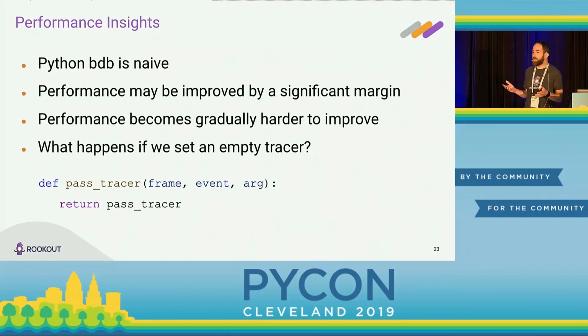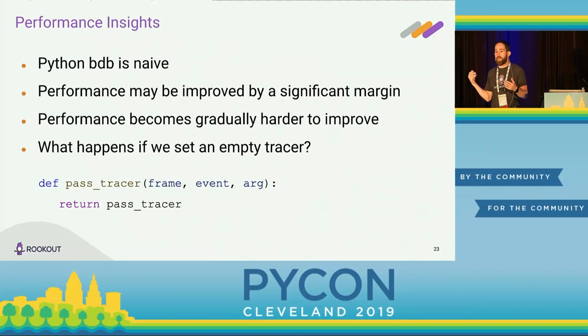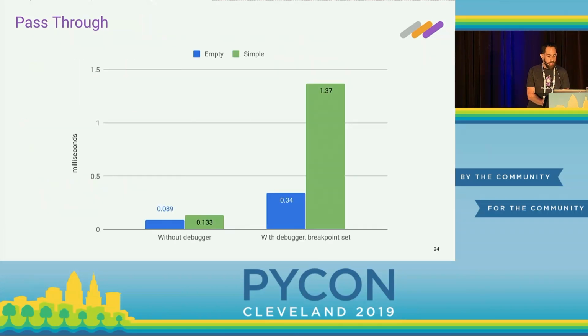So what happens if we set an empty tracer? How fast is local tracing going to be if we do nothing? We get called, we return, no processing at all. It won't do much. It obviously won't provide us the functionality we need, but it's going to give us some benchmark about how fast we can make it. So this is what I ended up with. Even with an empty tracer, performance takes a big hit, especially once you turn on local tracing.